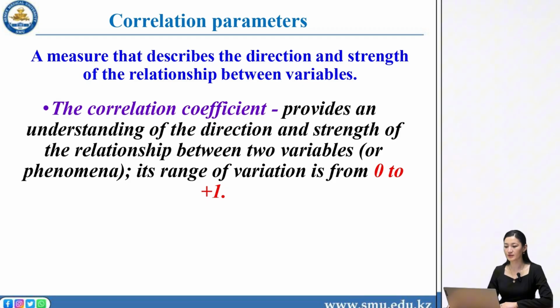Correlation parameters. A measure that describes the direction and strength of the relationship between variables. The correlation coefficient provides an understanding of the direction and strength of the relationship between two variables or phenomena. Its range of variation is from 0 to +1.